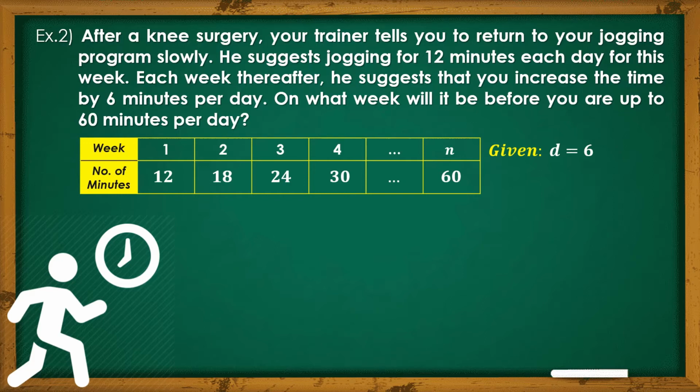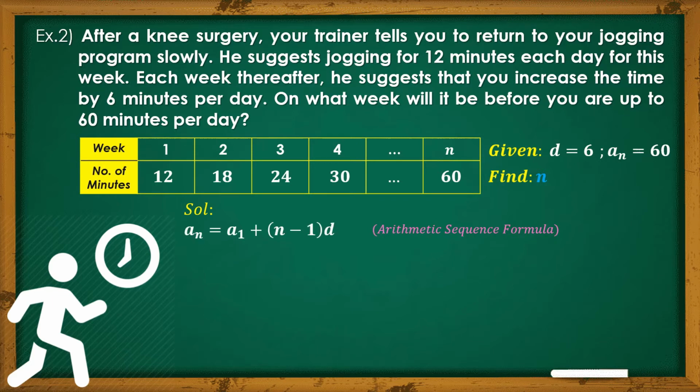So, ang tanong, what is our n? Let's look at the solution. Anong gagamitin natin? Yes, the arithmetic sequence formula, a sub n equals a sub 1 plus the quantity n minus 1 times d. Now, by substitution, we'll get this. Now, let's simplify.